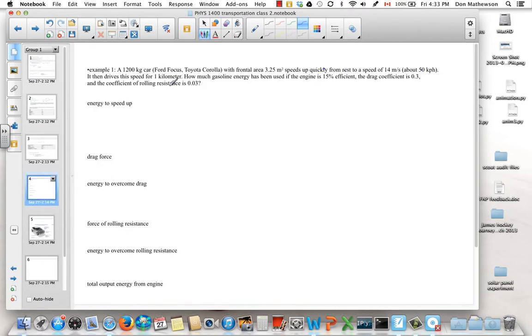So let's do a calculation. Let's take a car, and we're given some data about the car, and see how much energy it would take to move the car a kilometer. First of all, we'll start with the energy to speed up. Well, that's going to be the kinetic energy that we impart to the car, and that's going to be 1/2 mv squared. The mass of the car is given as 1,200 kilograms, and that's a fairly small car, like a very small four-door vehicle. And we're told it speeds up to 14 meters per second.